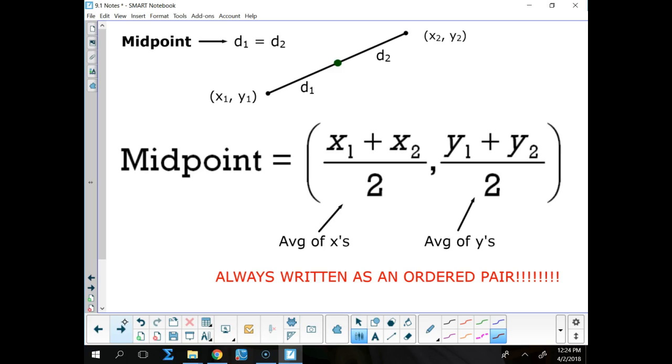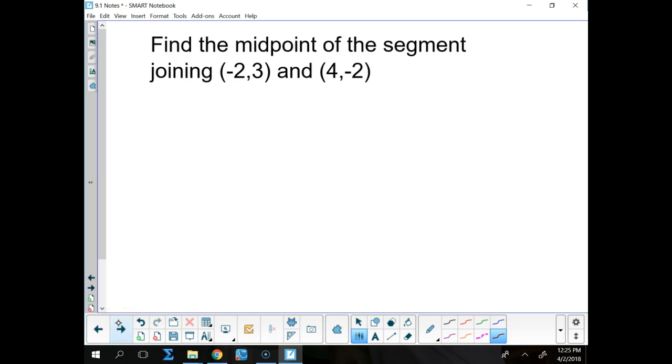Distance is a number. The midpoint is a point. So we need to write it as a point. So we average the x's, we average the y's, and we write it as an ordered pair. Okay. Find the midpoint of the segment joining negative 2, comma 3 and 4, comma negative 2.